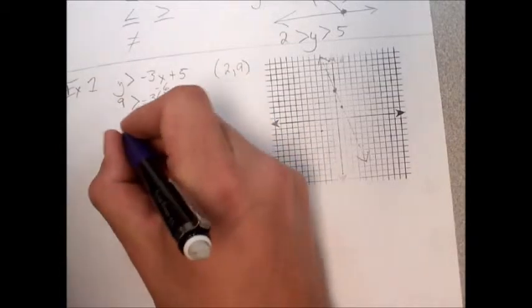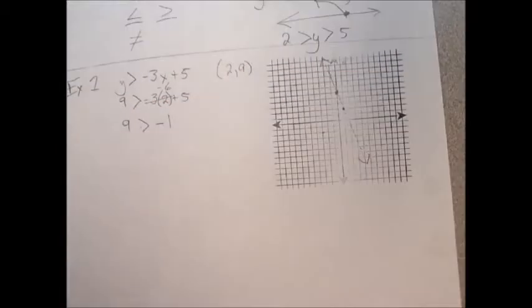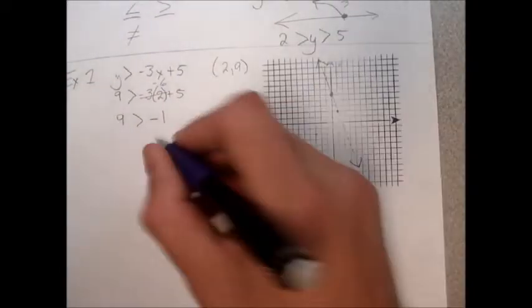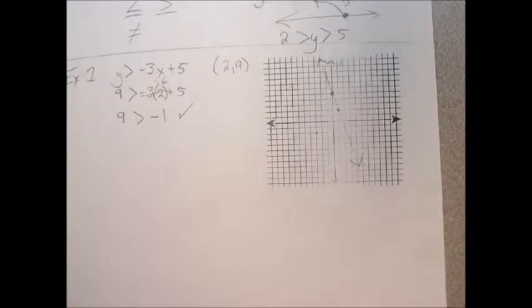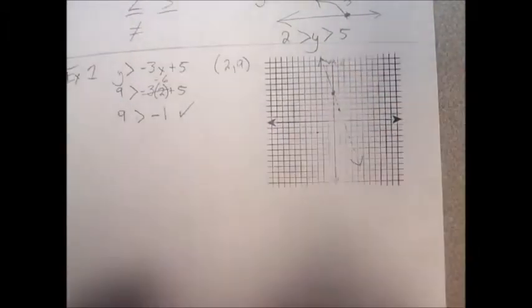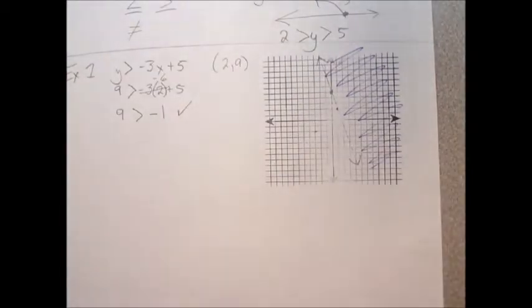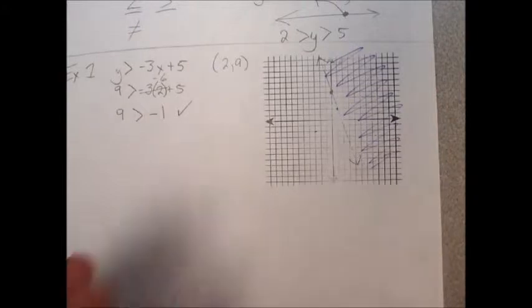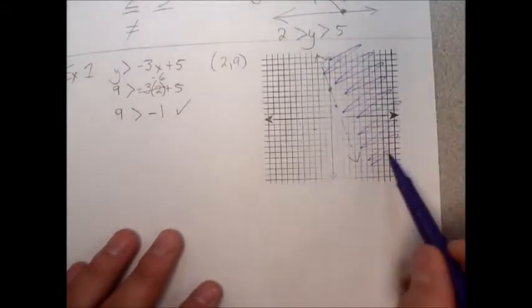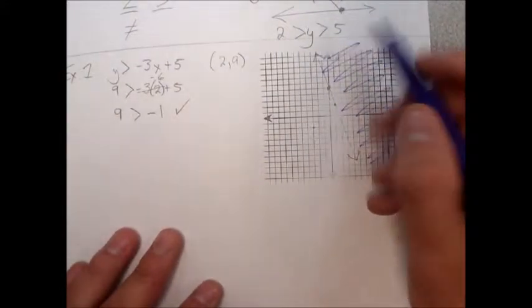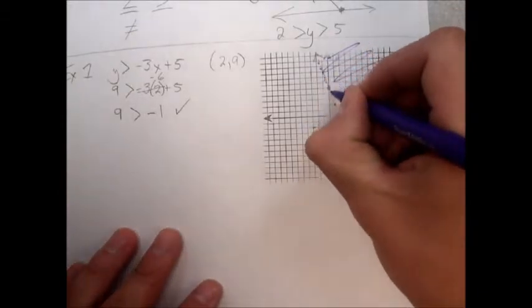So is 9 greater than negative 1? True or false? True. It's true. So I'm going to give it a little bit of a check mark. If it is true, I shade toward my test point. Since my test point was over here on the right, I'm going to shade toward the right. Now, I know some of you are OCD and you're going to actually shade the entire thing. That's okay, I don't care. But the only things I'm looking for is that I know which side you're shading toward and that your line is dotted. Okay?